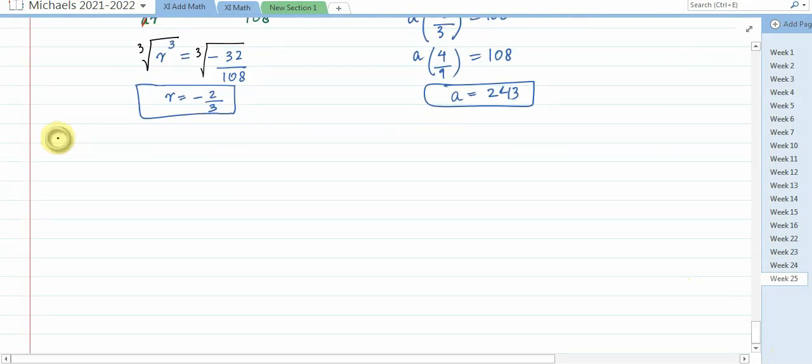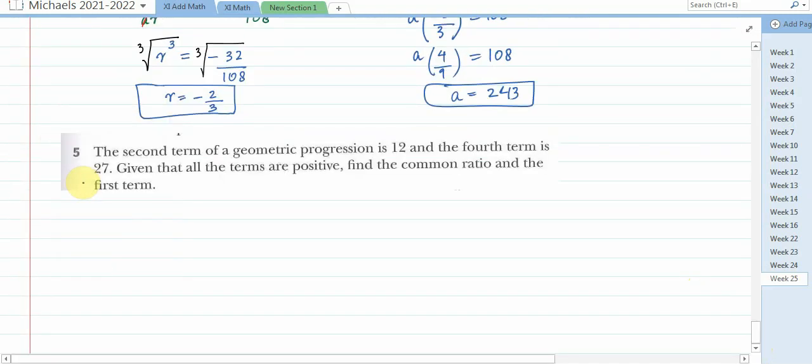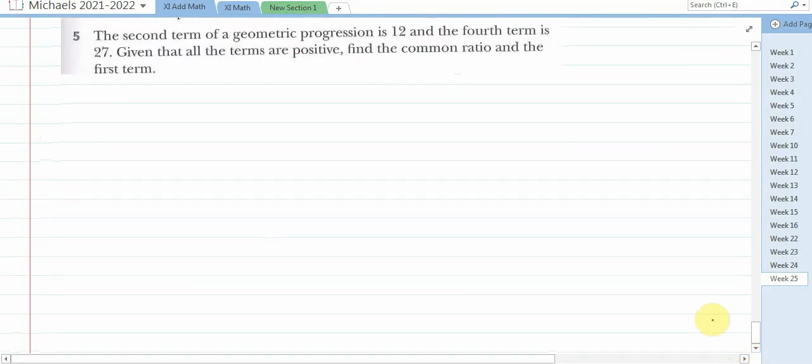It's question number 5. The second term of a geometric progression is 12. So you have the second term, t2 equals 12, right? And the fourth term is 27. So you have t4 equals 27. All the terms are positive. That means if you are getting negative values, you need to reject them. Find the common ratio and the first term.